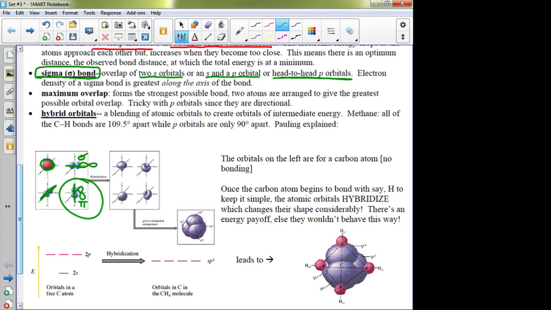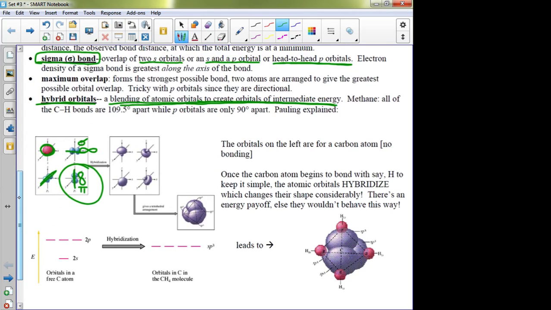You just don't know a clue about what it means. Okay? So, this is where we're going to get our hybrid orbitals. Hybrid orbitals is when we get a blending of atomic orbitals to create orbitals of intermediate energy. Okay? So what do we mean by that?